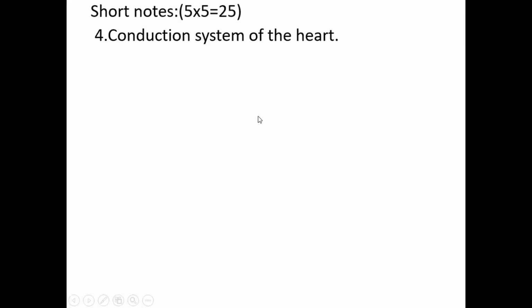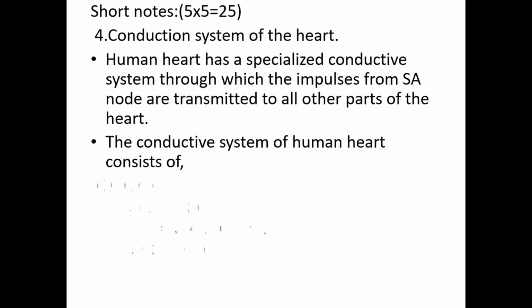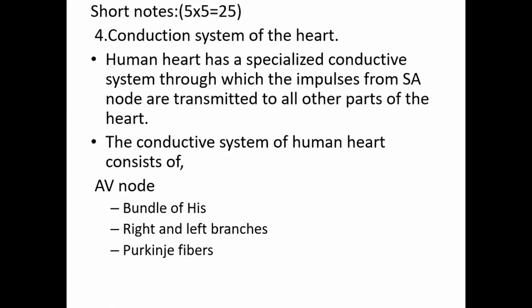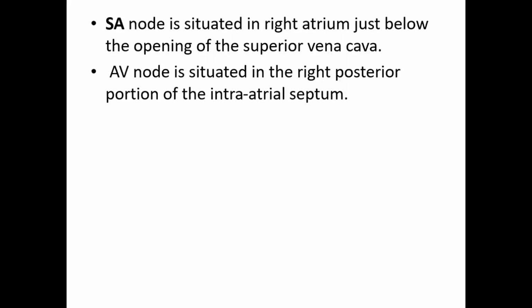Short notes. The conduction system of the heart. The human heart has a specialized conductive system through which the impulses from the SA node are transmitted to all other parts of the heart. The conducting system of the human heart consists of the bundle of His, its right and left branches, and Purkinje fibers. The SA node is situated in the right atrium just below the opening of the superior vena cava. The AV node is situated in the right posterior portion of the interatrial septum.